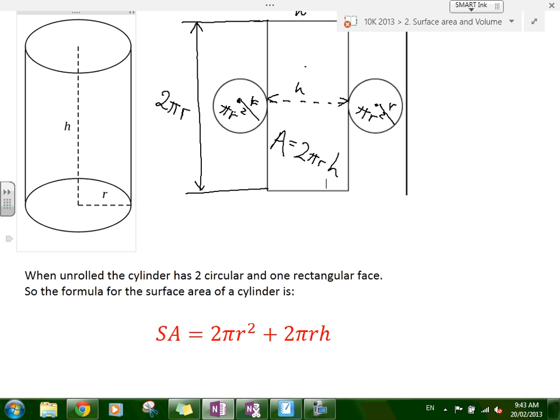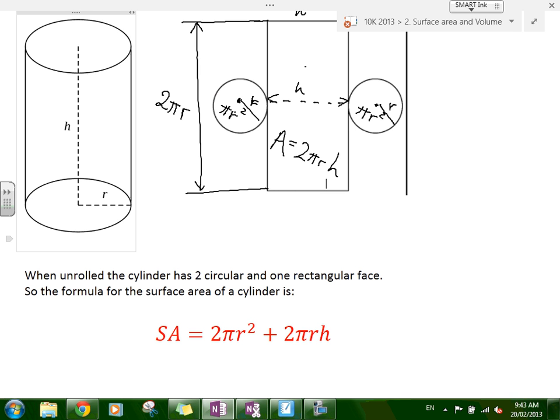So 2 pi r squared plus 2 pi r h is the surface area of a cylinder. If you could write that down, put a box around it, this is one of the things that we need to be familiar with. And this net is very helpful to visualize it, like you're unrolling the cylinder and thinking about the different dimensions. Okay? So 2 pi r squared plus 2 pi r h is the surface area of a cylinder.